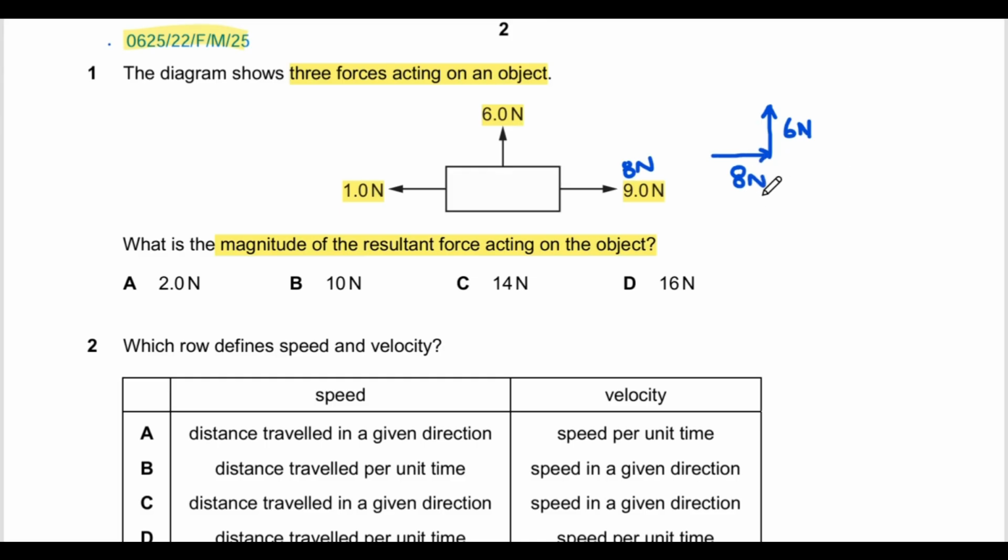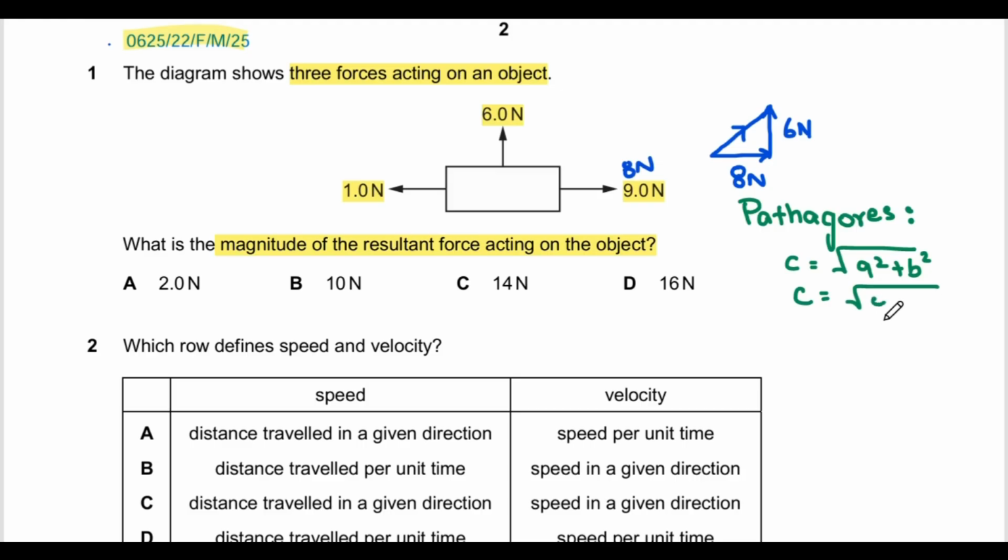Now what is the resultant force? For resultant force we can calculate the hypotenuse of this triangle, and we can use Pythagoras theorem for this. A is 8 and B is 6. So 8 square plus B square, which is 6 square. And the final answer would be 10. That means resultant force is 10 Newton.